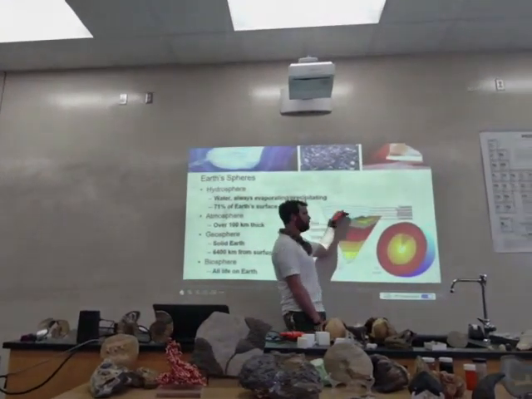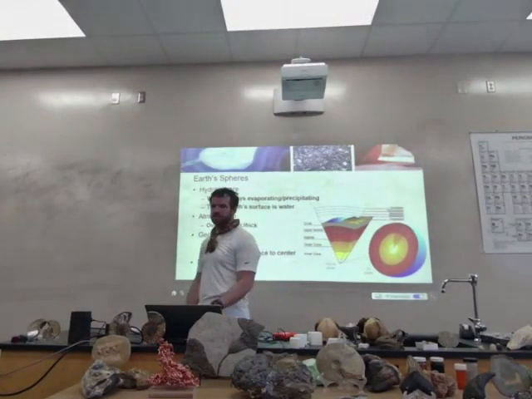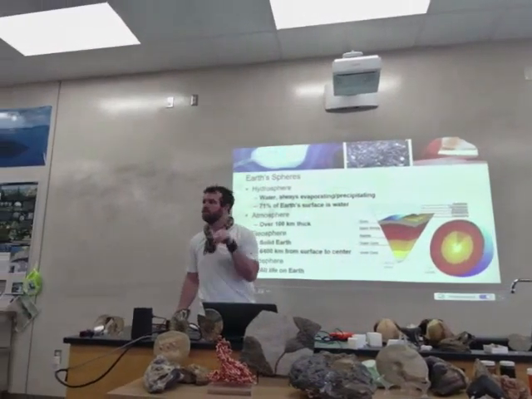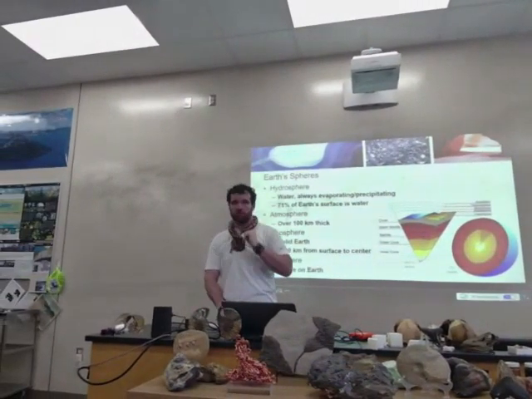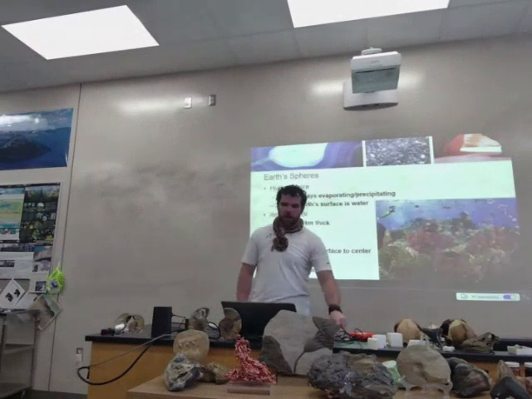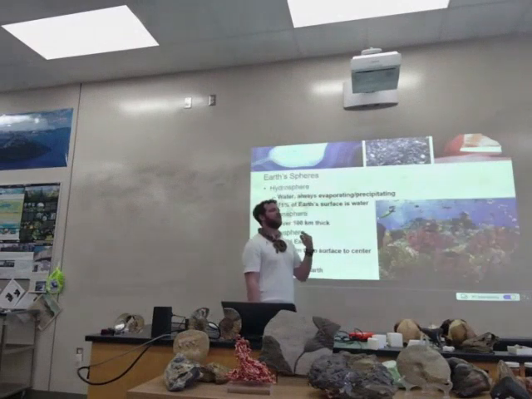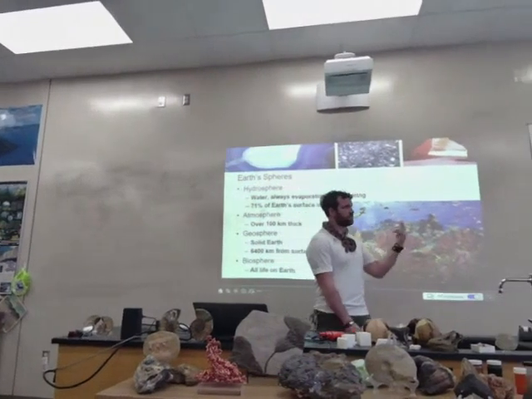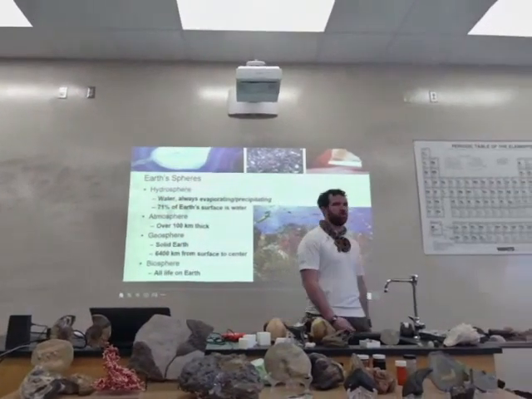Then we have our geosphere, which is all the solid components of Earth. Everything from our core out to our crust. It's 6,400 kilometers, by the way, from the surface down to the center of our planet. It's very thick. And then our biosphere includes all life on Earth, whether it's flying, swimming, lives in the ground, whatever.